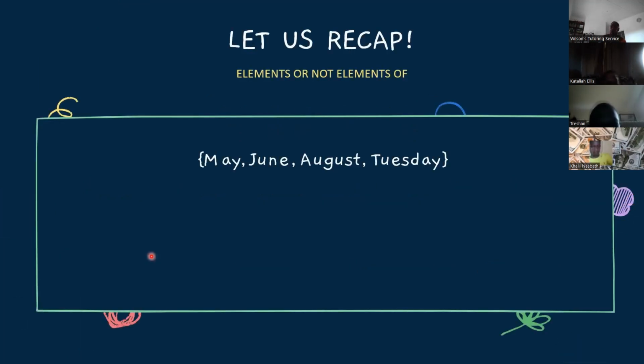So we are a quarter of the way through. Let us just recap now. So May, June, August, Tuesday. It says let's recap elements or not elements of. If you were to refer to this set, how would you speak of it, using any of the symbols that we have just gone through a while ago? Tuesday is not one of the months of the year. All right, let's see. It says Tuesday is not a member of the months of the year.